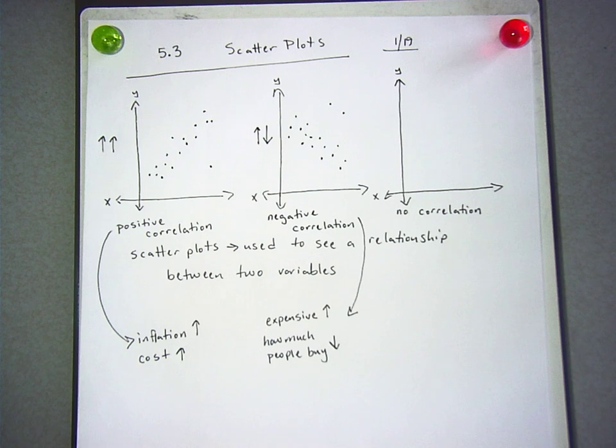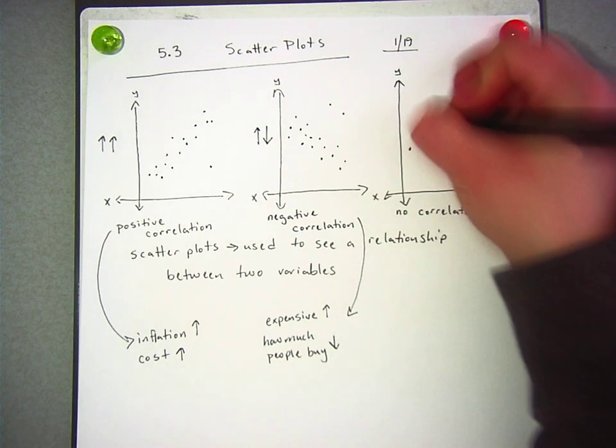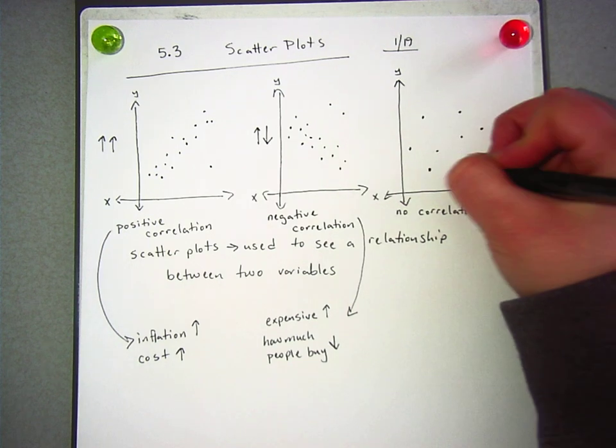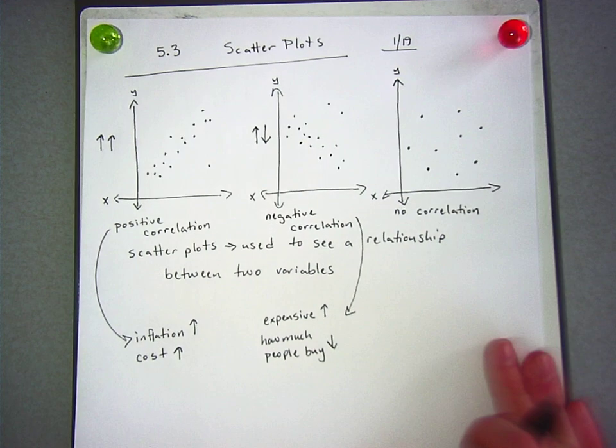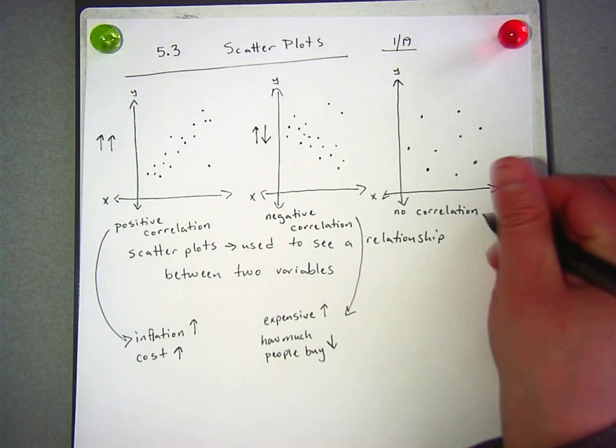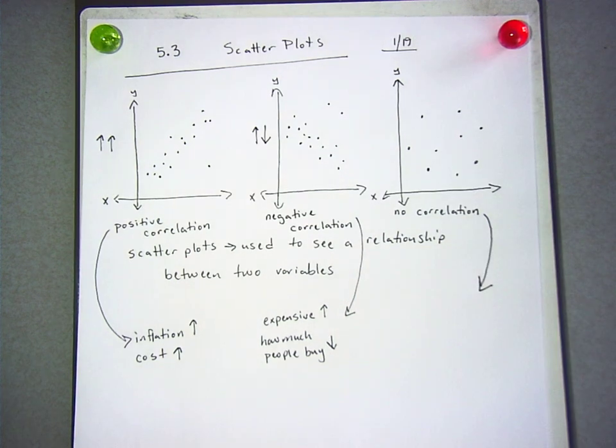How about no correlation? Anybody know what that one looks like? Not flat. That actually still has a correlation. Random. Yes, random. So there's dots all over the place. No correlation means there's just no relationship between the two variables. Can anybody think of an example where one thing does not affect the other at all?